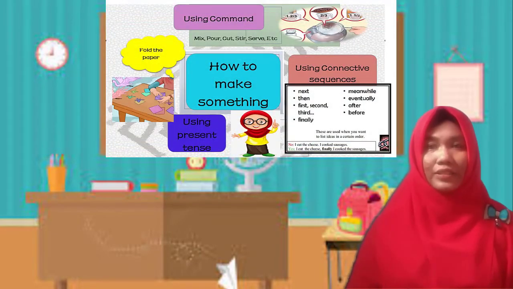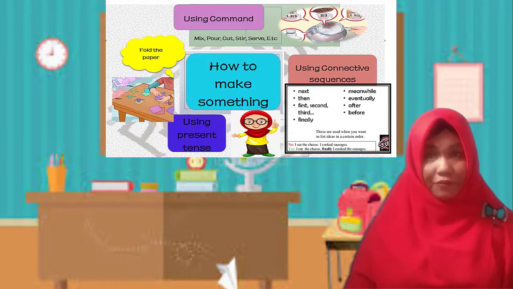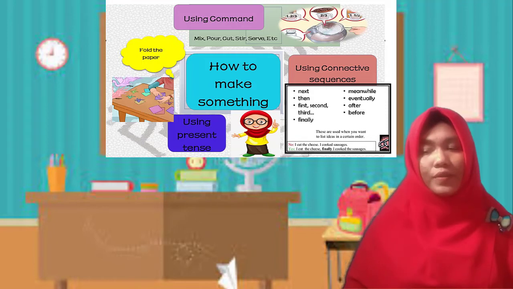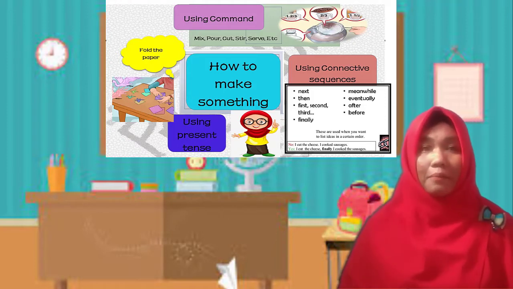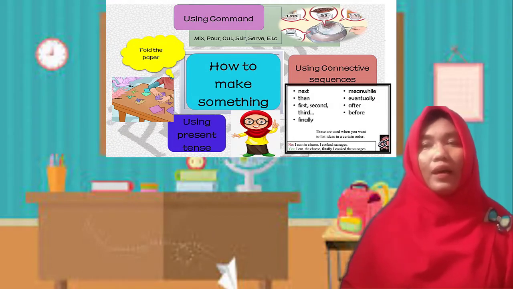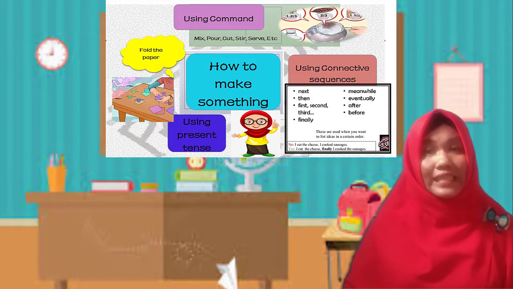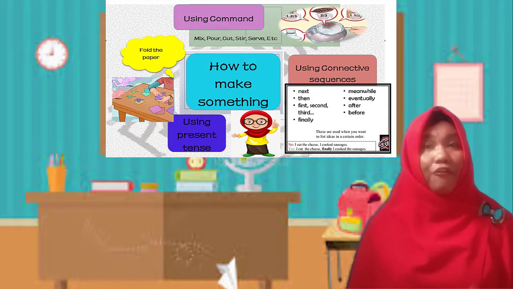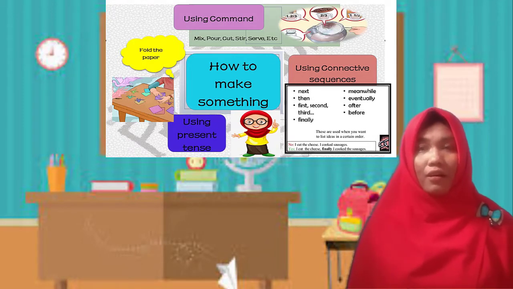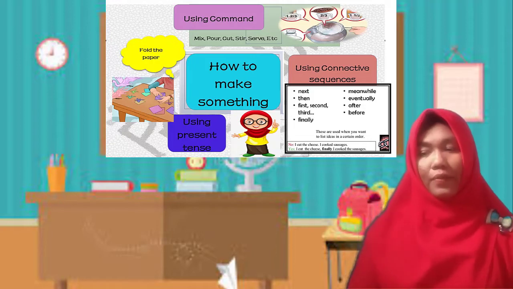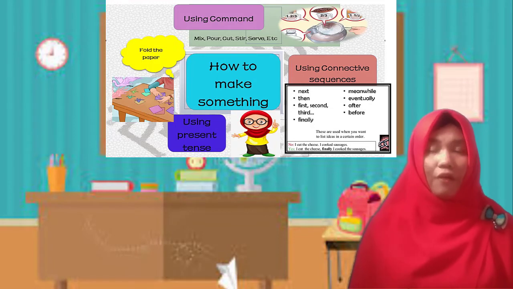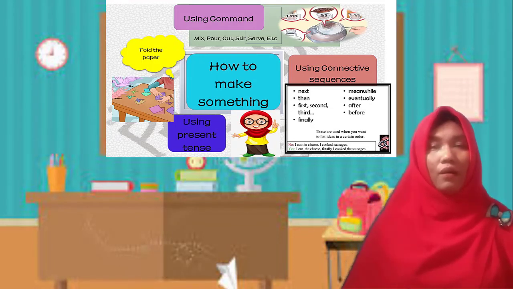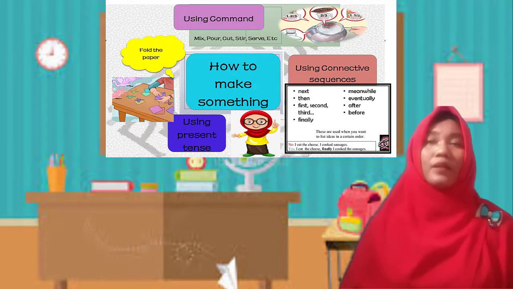In procedure text, there are several language features, something like using command or imperative words. For example, put, boil, slice, cut, fix, mix, and etc. Next is using connective sequences, as I taught you before: first, second, and then, before, after, finally, etc. And also, in this procedure text, we use the simple present tense. For example, fold the paper, or cut some bread, and etc.